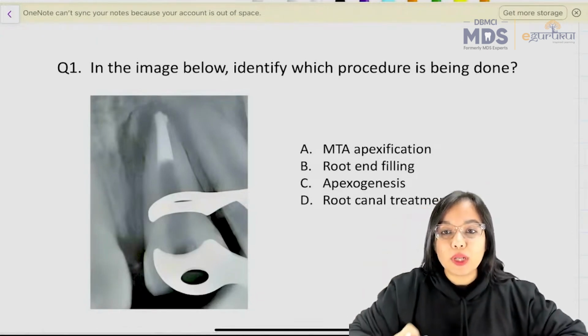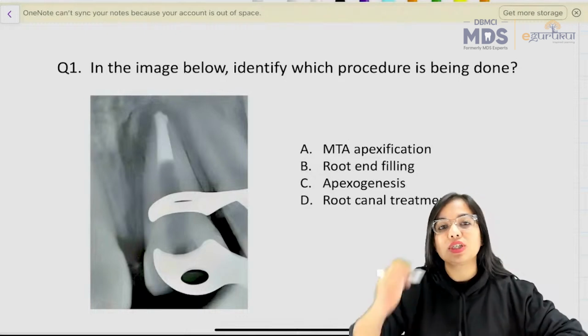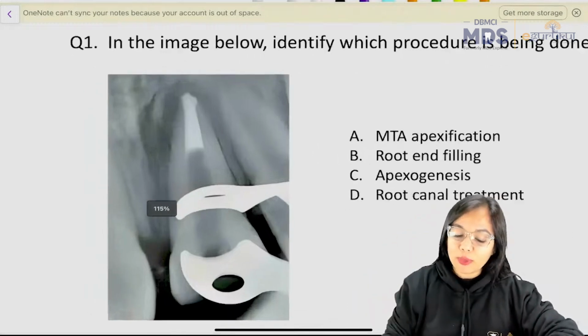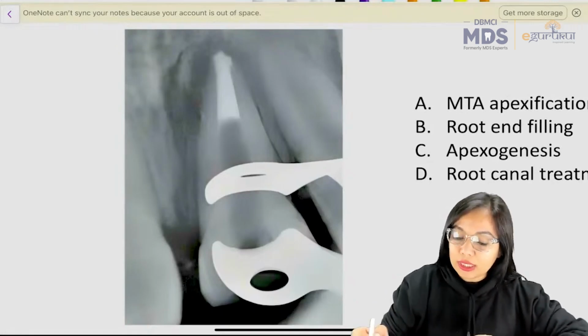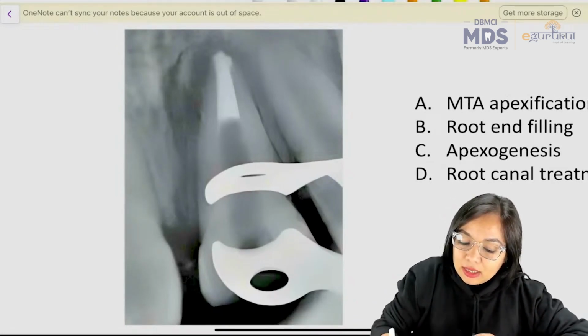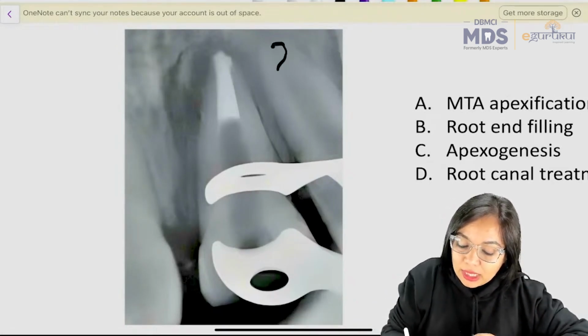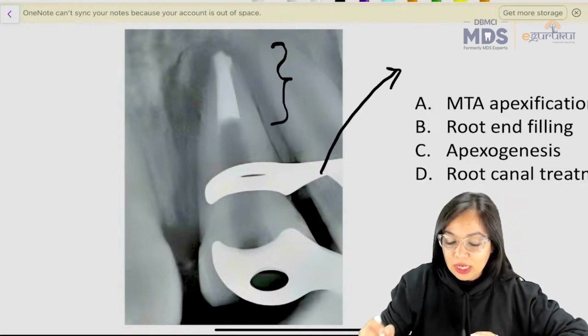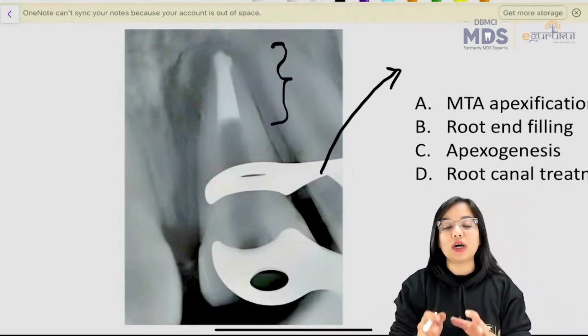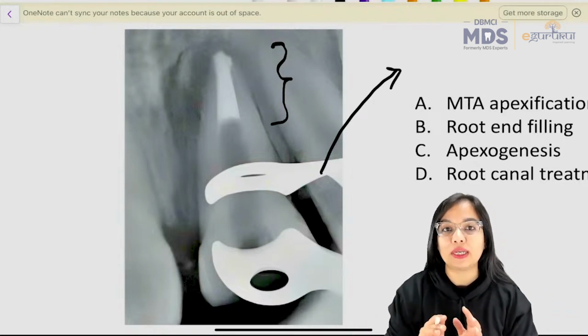in this image below, identify which procedure is being done. So I want you all to carefully notice this particular picture. Here you will see that there is a filling over here. There is something at the root end over here. There is a structure over here, and the tooth seems to be a permanent tooth, a permanent anterior tooth.